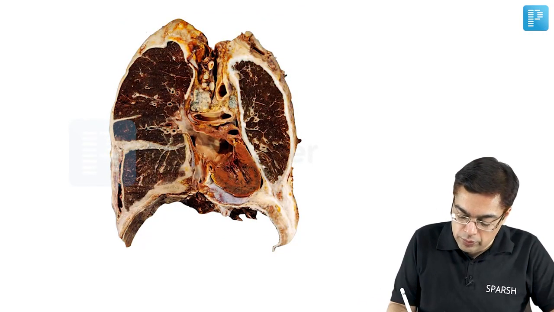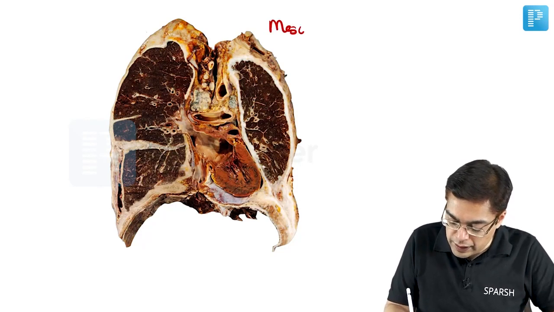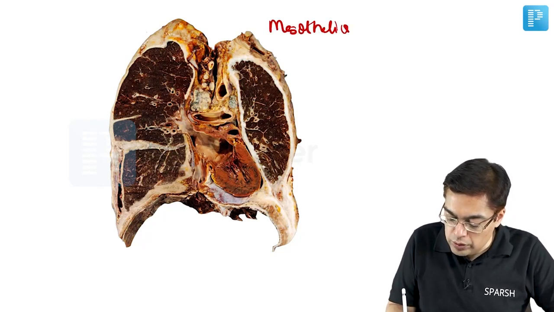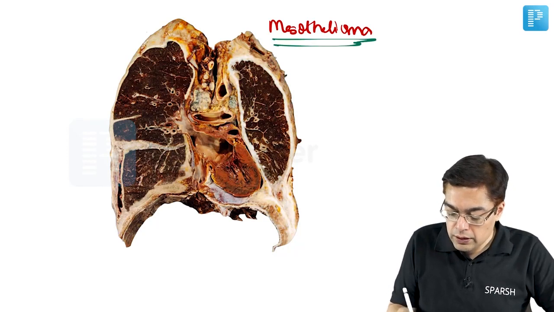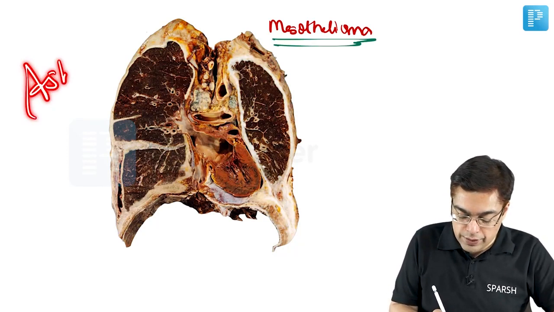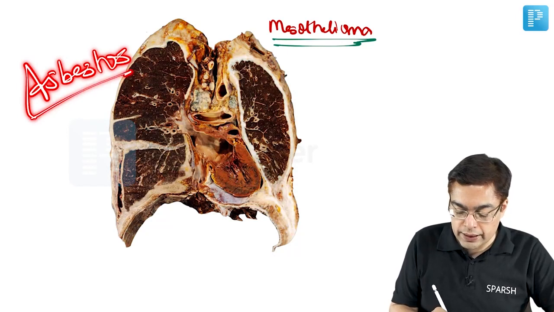The next important example of a tumor that we need to have an idea about is mesothelioma. As and when we are talking about mesothelioma, we just need to be familiar with the fact that the important risk factor for development of mesothelioma is the exposure to something like asbestos.